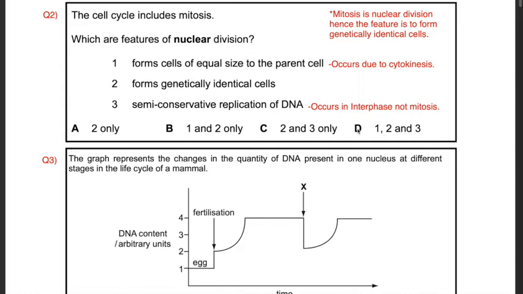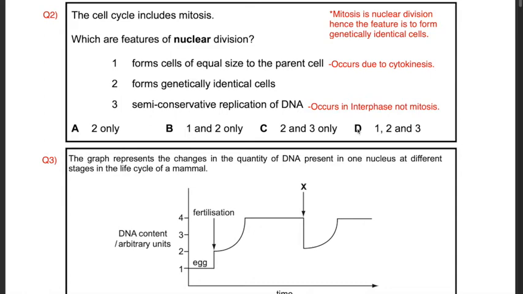The question refers to features of nuclear division, and they have specifically highlighted the word nuclear in bold. And mitosis is nothing but nuclear division. Hence, the feature is to form genetically identical cells. Therefore, the answer must contain 2.